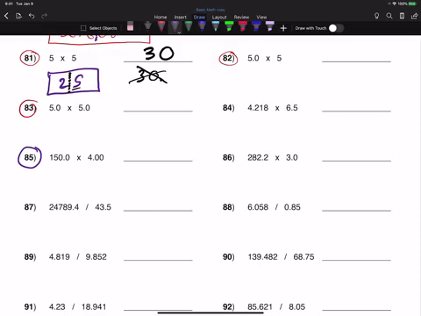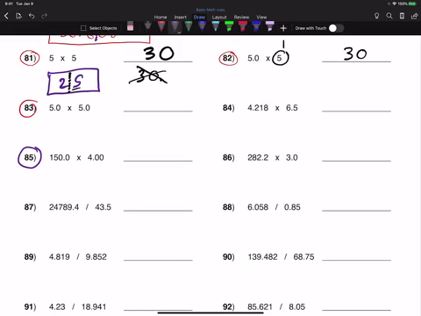In the case of 82, of course, the calculator says the answer is 25. But again, we're dealing with a number that only has 1 sig fig. So I have to write 30 to represent the calculated answer.